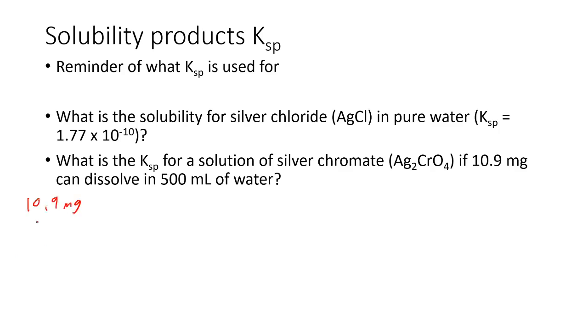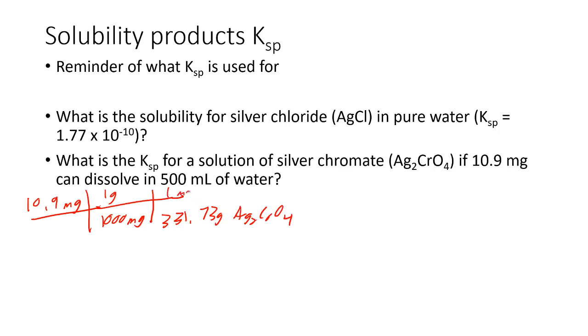So we have 10.9 milligrams. We know that there are 1,000 milligrams in 1 gram. We can also find the molar mass, and you'll find that for every 331.73 grams of silver chromate, you're going to get 1 mole of silver chromate. So this will give you a total of 3.29 times 10 to the negative 5th moles.